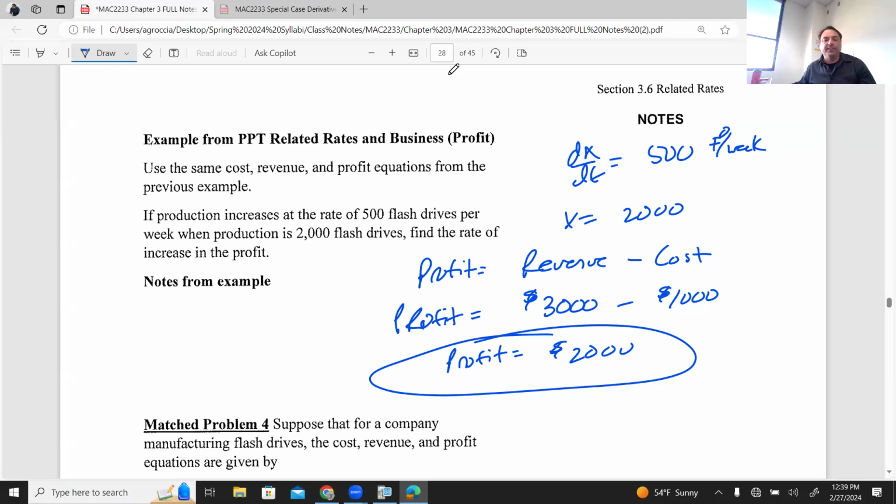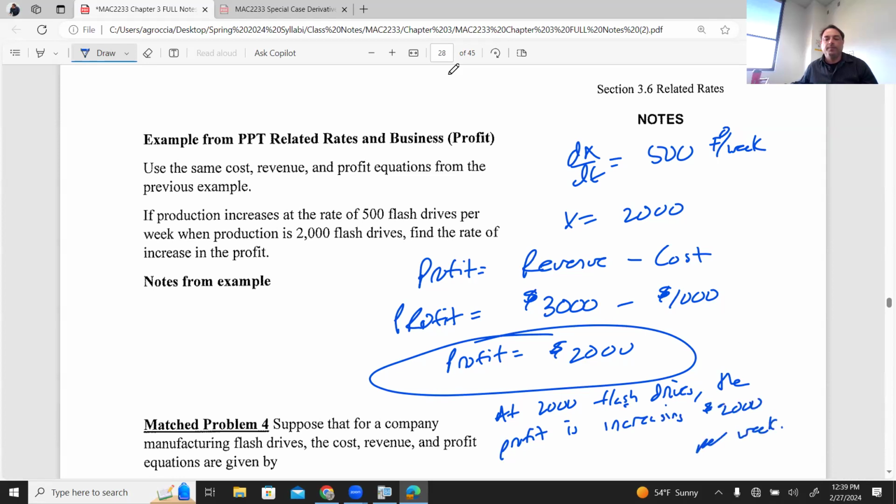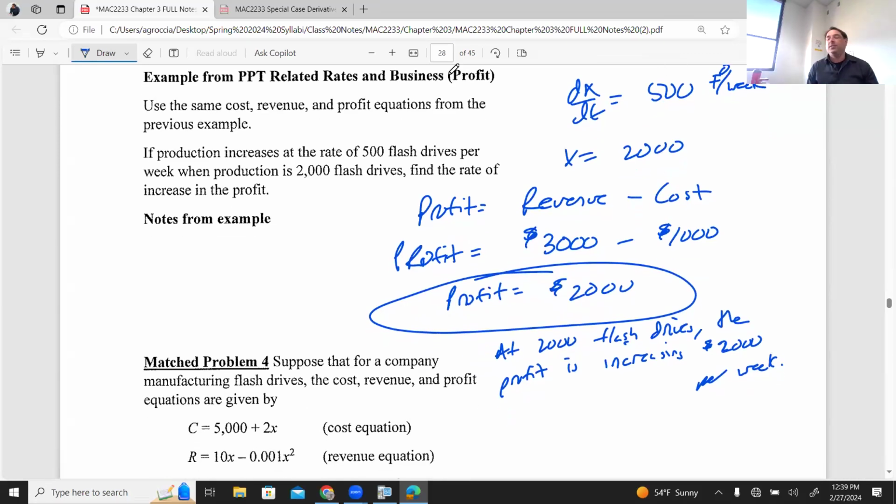So I'll write that sentence. At 2,000 flash drives, the profit is increasing $2,000 per week. Okay, and with that, we are done with related rates.